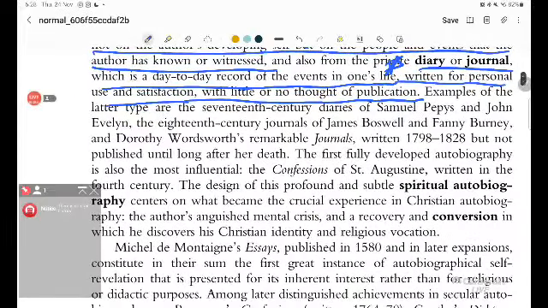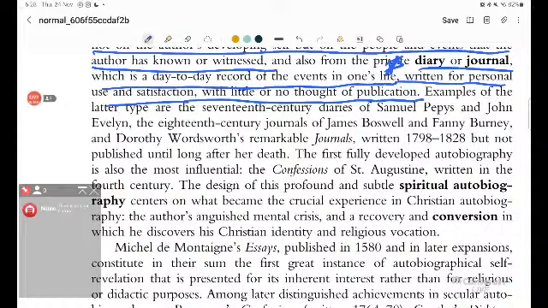चलिए आगे चलते हैं. Examples of the latter type are the 17th century diaries of Samuel Pepys and John Evelyn, the 18th century journals of James Boswell and Fanny Burney, and Dorothy Wordsworth's remarkable journal, written 1798 to 1828, but not published until long after her death.